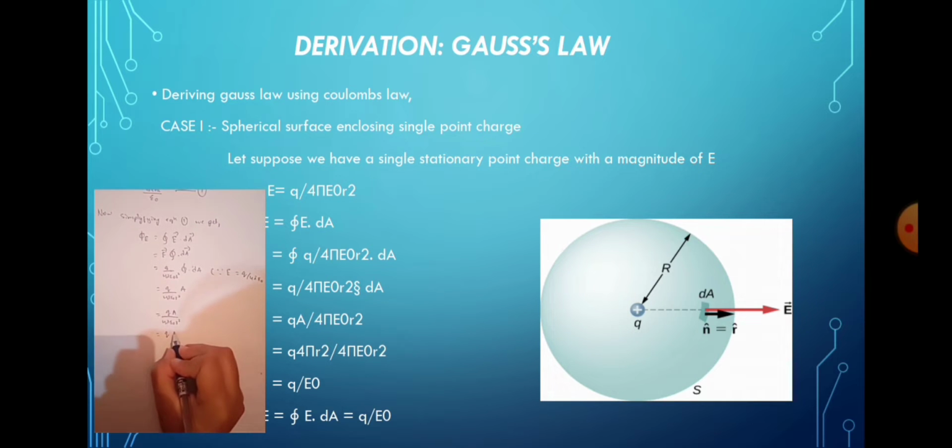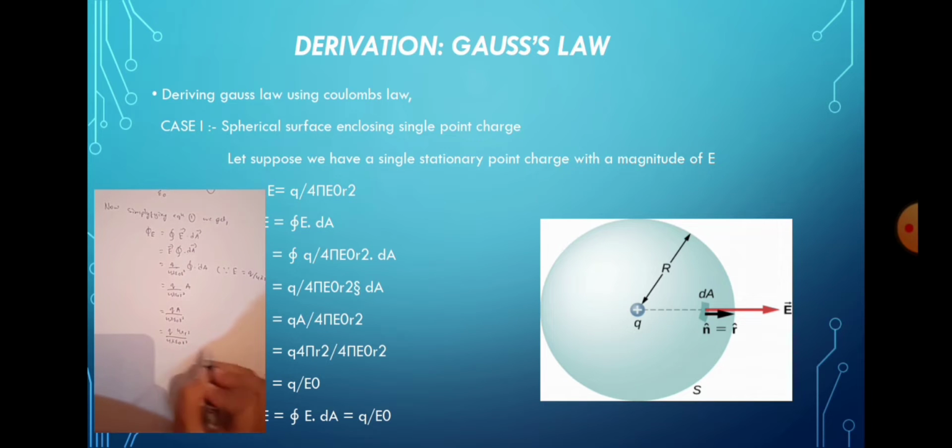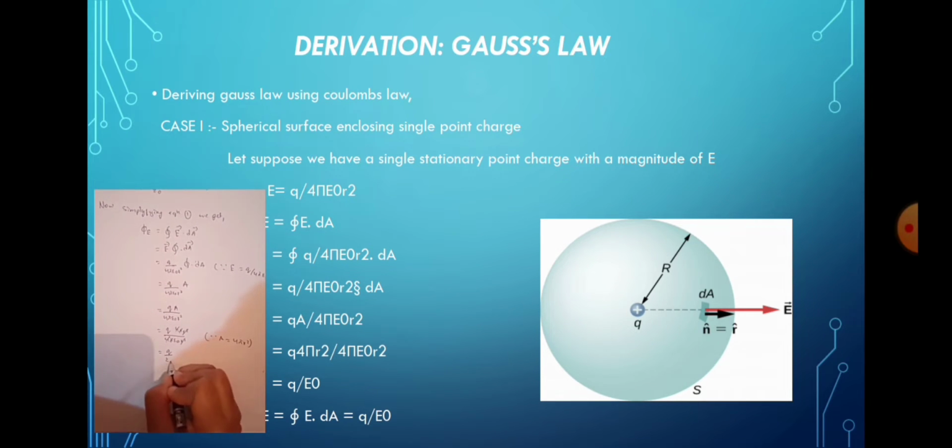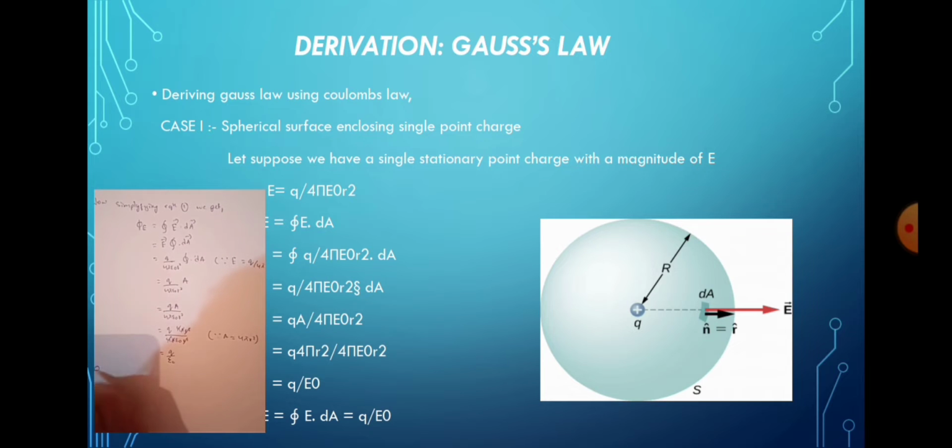A will be replaced by 4 pi r square divided by 4 pi epsilon naught r square, since A is equal to 4 pi r square. Now 4 pi will be cancelled, r square will be cancelled, Q by epsilon naught. Therefore electric flux is equal to Q by epsilon naught. That is Gauss law.